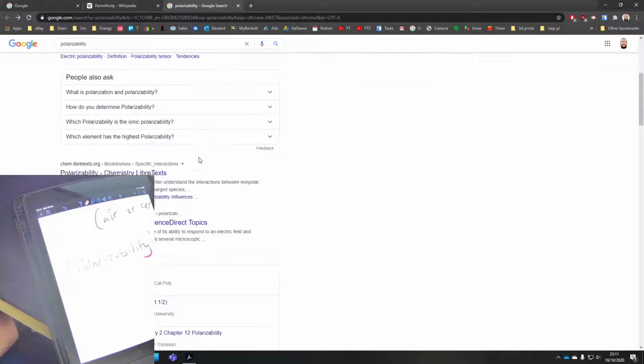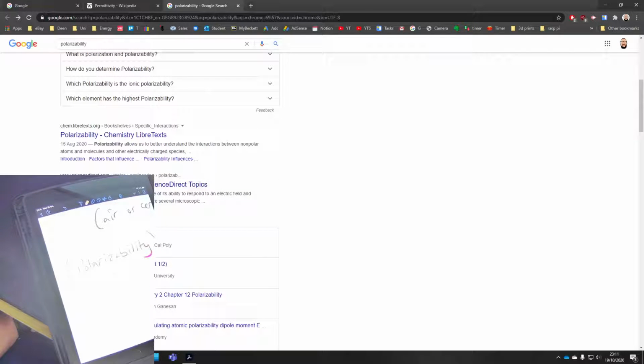Doesn't really make sense to me. The polarizability of a molecule is a measure of its ability to respond to an electric field. Okay. How easy a material gets polarized, responds to an electric field. Yeah, it's not the best, but okay.